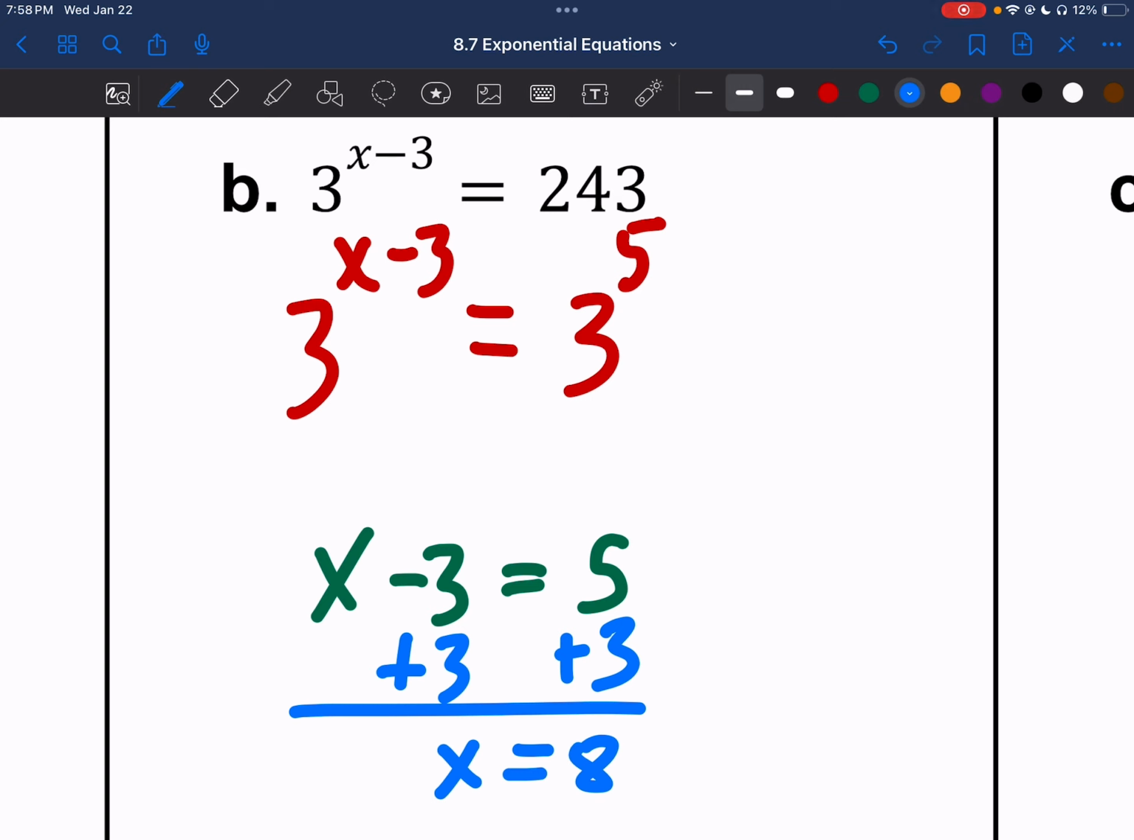And we double check. 3 to the 8 minus 3. 8 minus 3 is 5. 3 to the 5th power, 243.